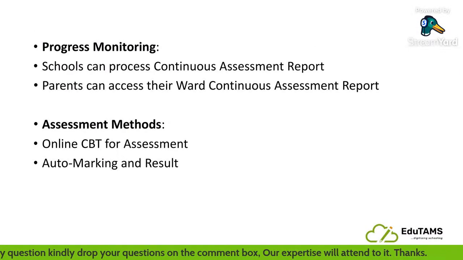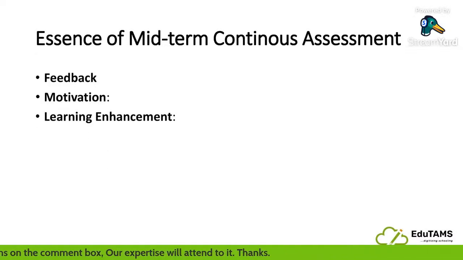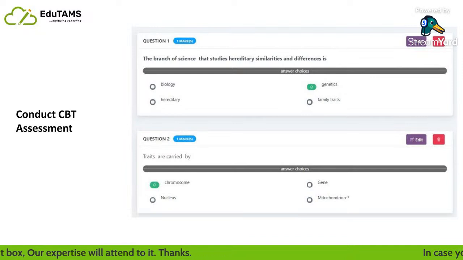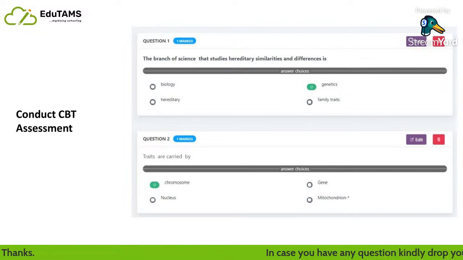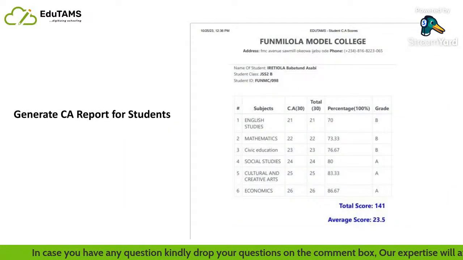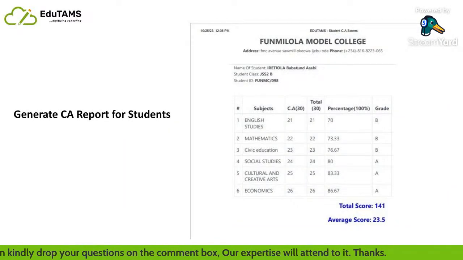And also the auto marking and results. When you talk about auto marking, the moment you're setting the question as a teacher, you've set the right answer. So automatically, once your students take the test, it marks it and they get their result at a go. And you get to see the result. This is something like what we are discussing.